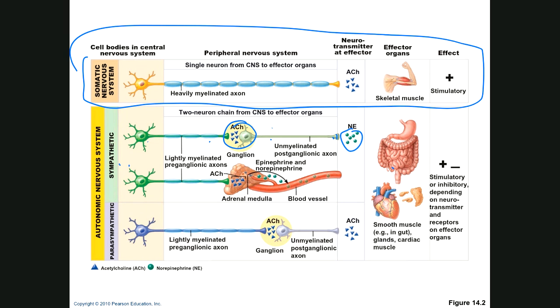The parasympathetic preganglionic neuron releases acetylcholine, just like the sympathetic one. The postganglionic neuron also releases acetylcholine, which in this case could be excitatory or inhibitory, depending on the receptors that the organs have for acetylcholine. Okay.